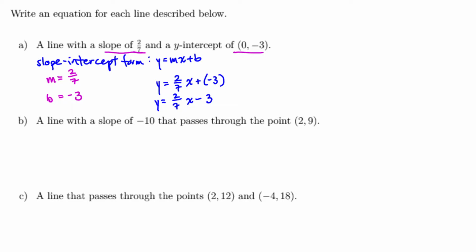Okay, for this next example, part B, we're given a line with a slope of -10 that passes through the point (2, 9). So we're given the slope and we're given one point. That point is not the y-intercept, so we're going to use the point-slope form.